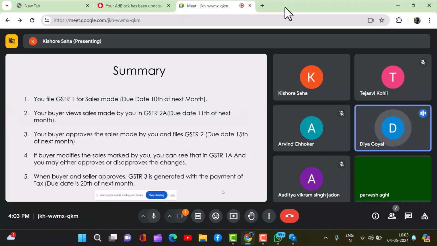And if the buyer modifies the sales made by you, then you can see that in GSTR 1A, and you can approve or disapprove the changes. And lastly, when the buyer approves, GSTR 3 is generated with the payment of the tax, which is due on the 20th of the following month.